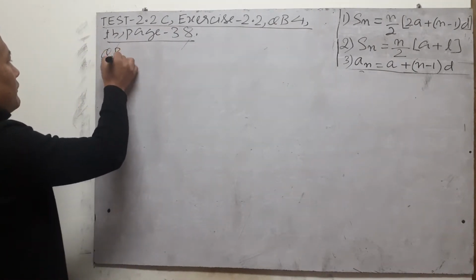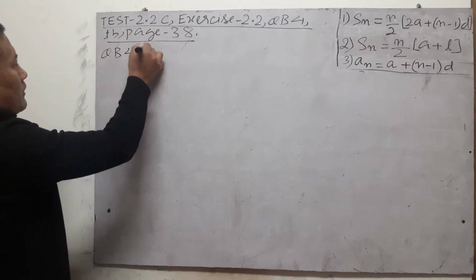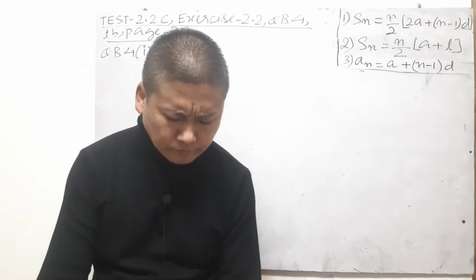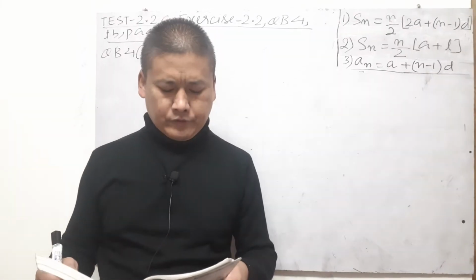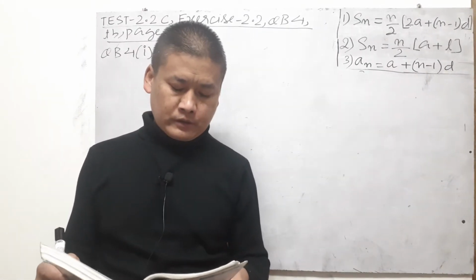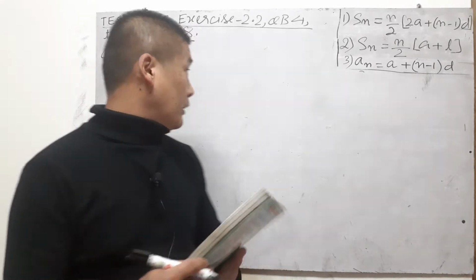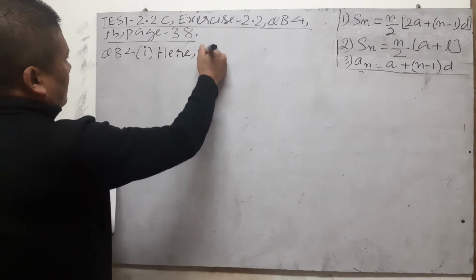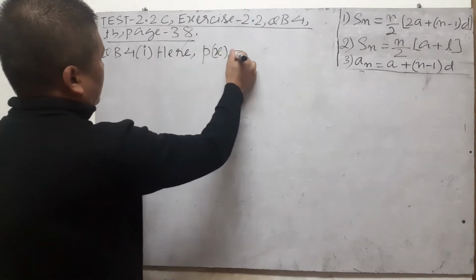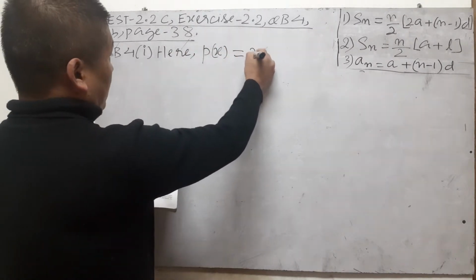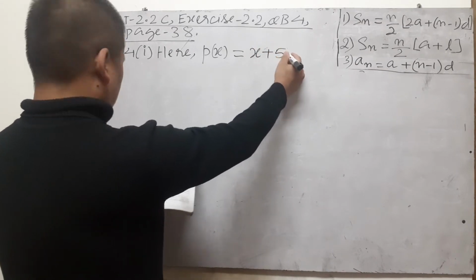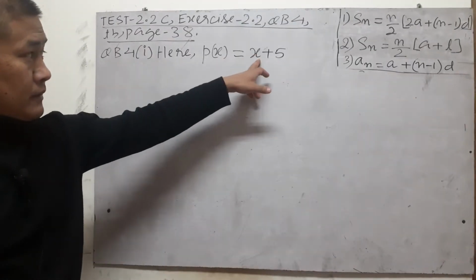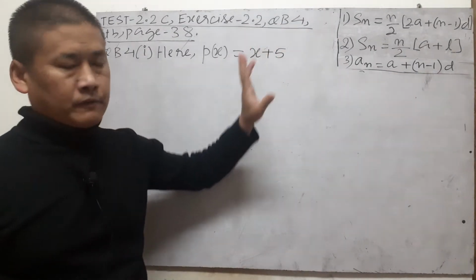Okay, let's start with question B4, subheading 1. Let me read the question for us. Look into your text. Find the zero of the polynomial in each of the following cases. So 1, here we are given p of x is equal to x plus 5. We have to find the zero of this p of x, the expression x plus 5.